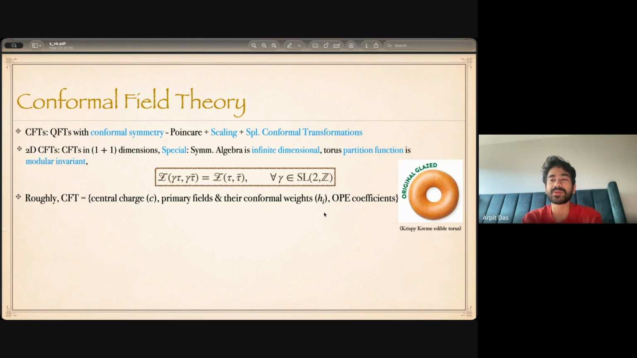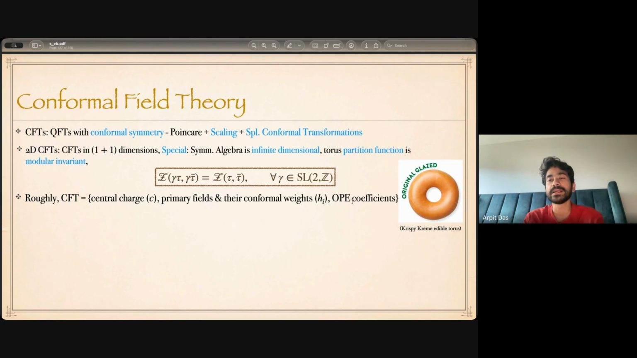So what are these conformal weights? You have some special fields in your theory called primary fields. They transform in a certain way under these conformal symmetries, and the operator that takes care of this scaling, under that they develop some eigenvalue. And that eigenvalue is precisely what is called the conformal weight.